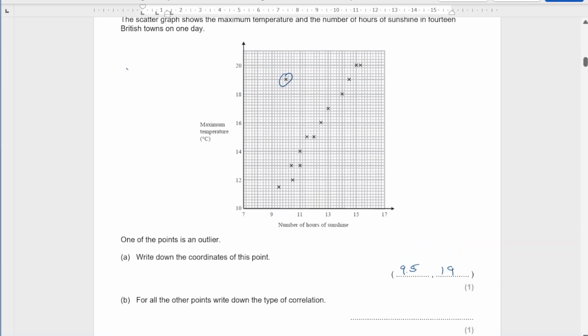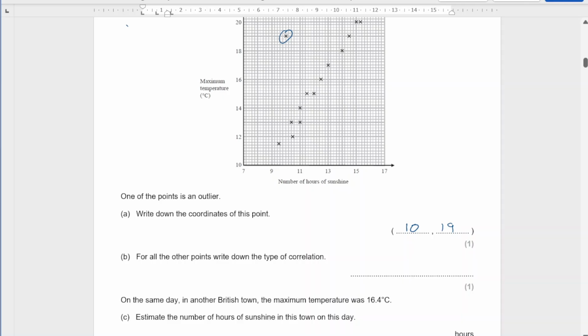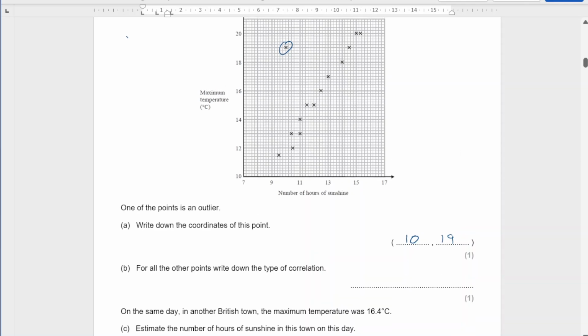And I've made a mistake really early on in the paper, which is a great sign. Halfway between 9 and 11 would be 10. Right, there we go. For all of the points, write down the type of correlation. Well, as one value increases, the other value increases, so that's going to be a positive correlation.